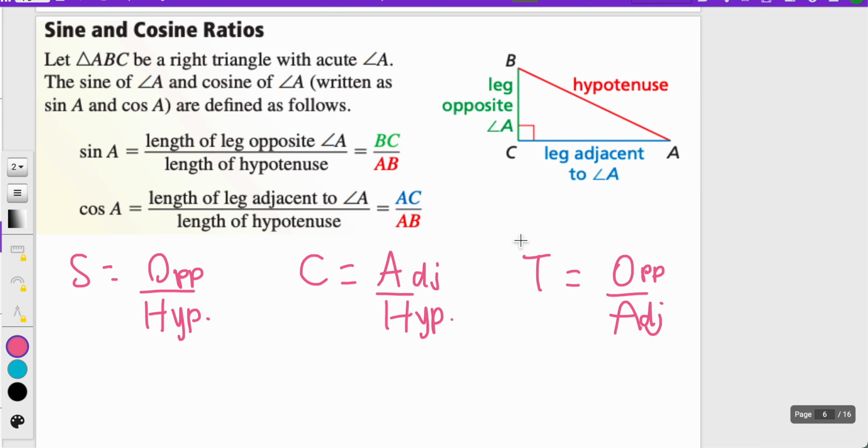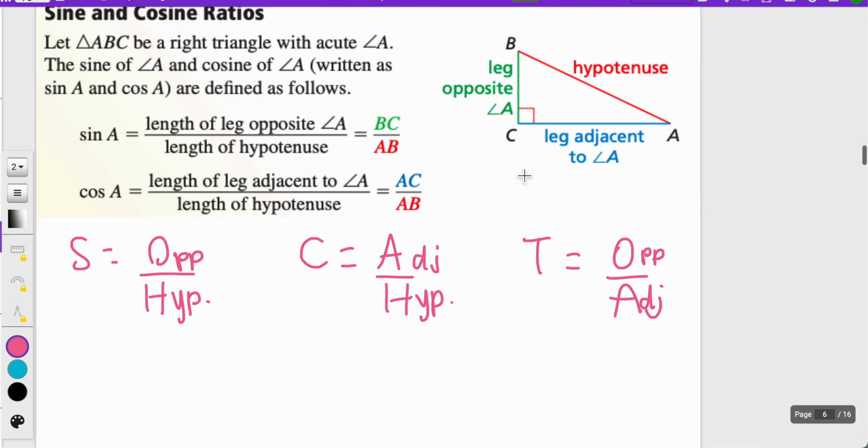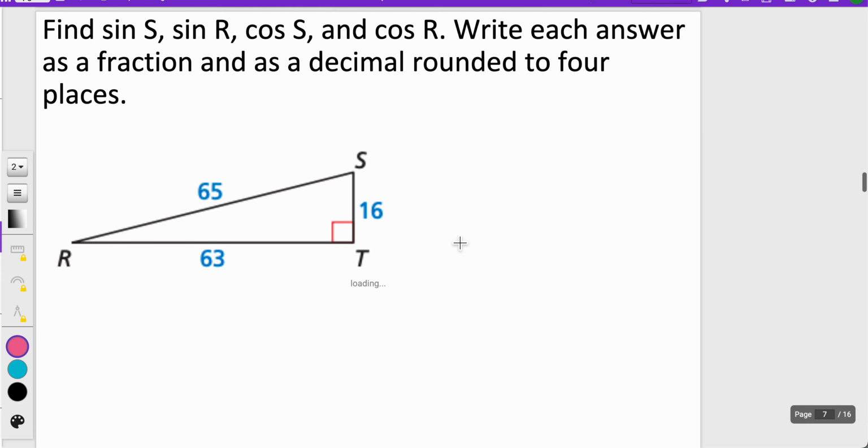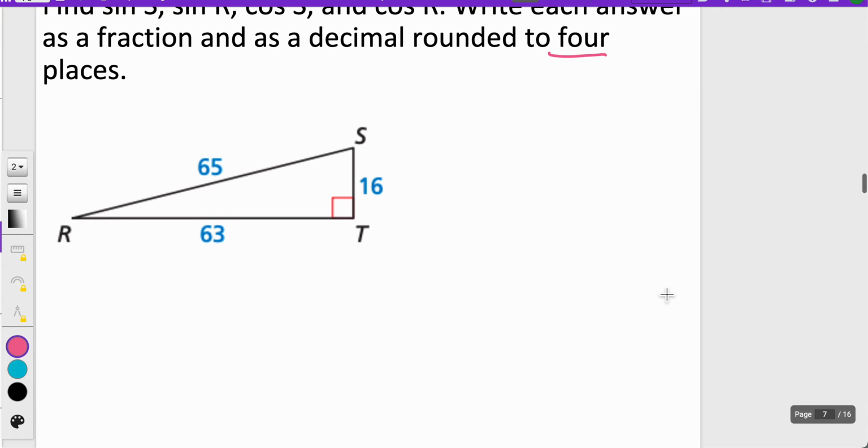This is just a beautiful picture of that. If you would like to copy that down in your notes, that'd be a great idea. And then we'll move on and look at some examples. What we're going to do is find the sines and cosines of both S and R, because S and R are the two acute angles, and then we'll write our answer as fractions and then as a decimal rounded to 4 decimal places. Typically we want 4 decimal places, that's just standard practice. So let's get to it.